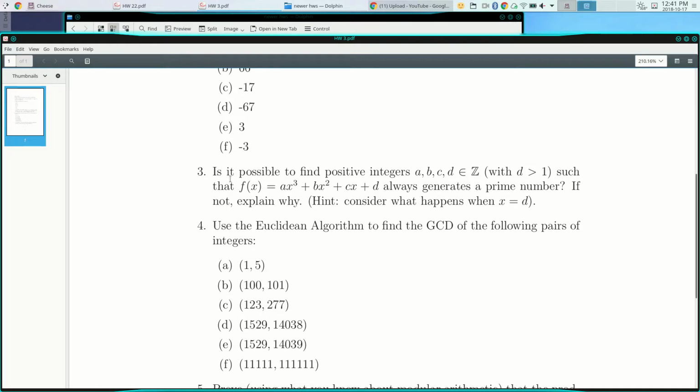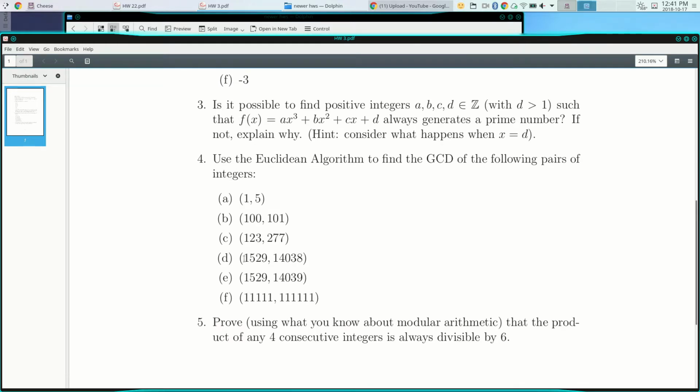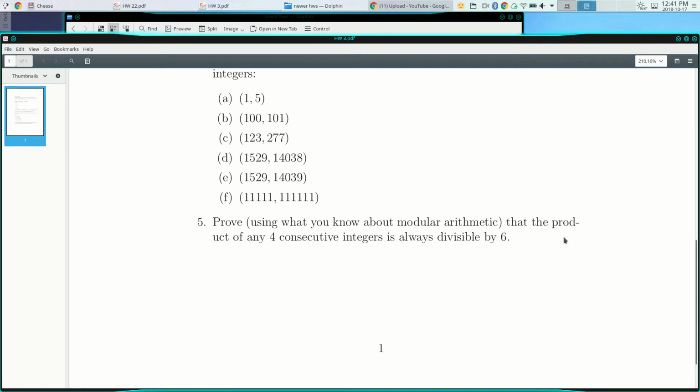Question 3, just kind of think about it. I'm not going to grade that one, okay? It's kind of open-ended. Think about it, see what you come up with. Question 4 is using Euclid's algorithm to find some GCDs. And then question 5 is a proof that the product of 4 consecutive integers is divisible by 6.